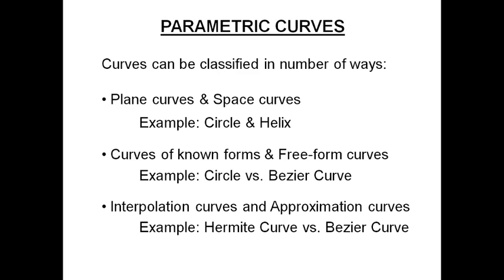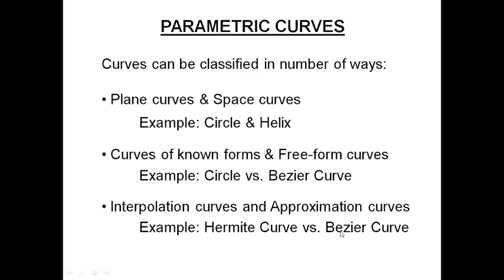And similarly, you have interpolation curves and approximation curves. Interpolation curves are when you have data points and the curve passes through those data points, touching those data points. Then you call it an interpolation curve, and the Hermite curve is an example, which you'll be discussing in one of the lectures. And approximation curves are when you have some data points, or the control points, with which you want to draw a curve.